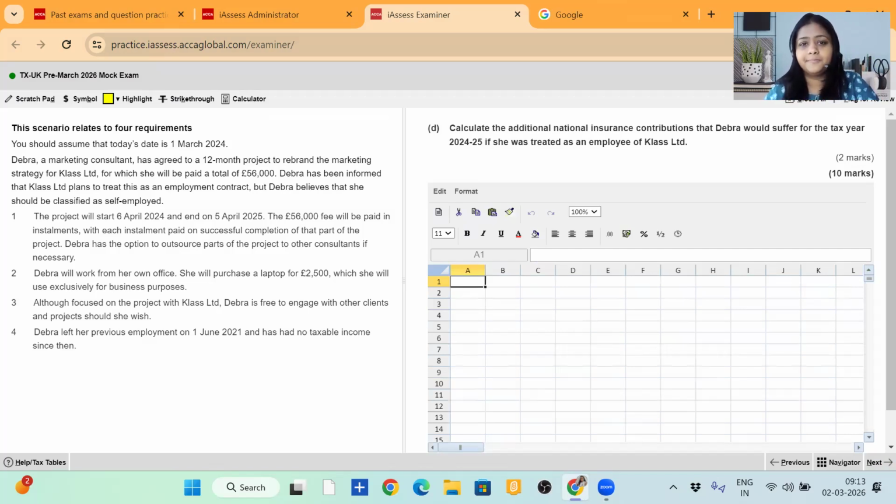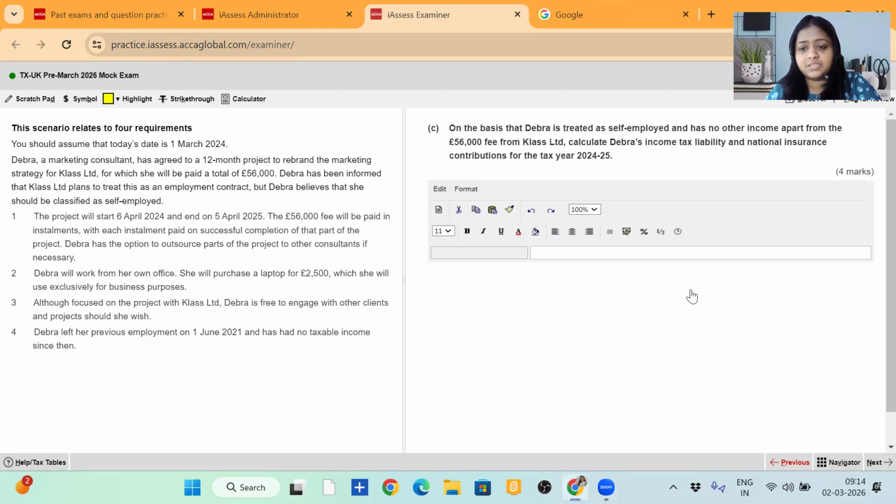Now the final 2 marks. And that completes your 10 marks. Such an easy part, right? Calculate the additional NIC that Deborah would suffer for the tax year if she was treated as an employee of the class. Same calculations, everything remaining same. Just that when she'll be treated as an employee of the class limited, you will take the earnings and you'll apply 8%.